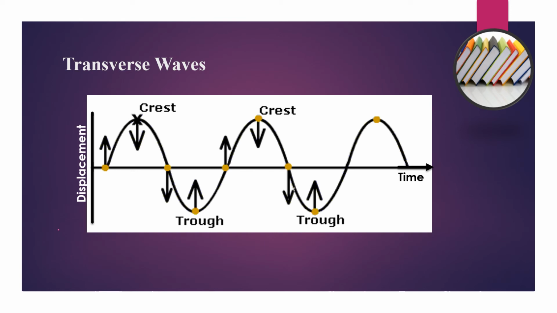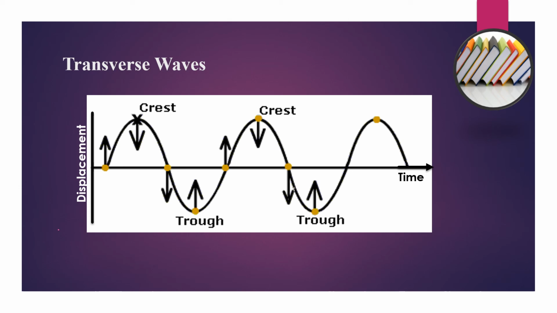In this case, the transverse waves propagate in a medium in the form of crest and trough. The crest is the maximum displacement along the upward direction. The trough is the maximum displacement along the downward direction. Here we can easily see what is meant by crest and trough. Here we are considering one wave. Here it is the displacement and here it is the time. Through these cases, we can easily differentiate between longitudinal waves and transverse waves.